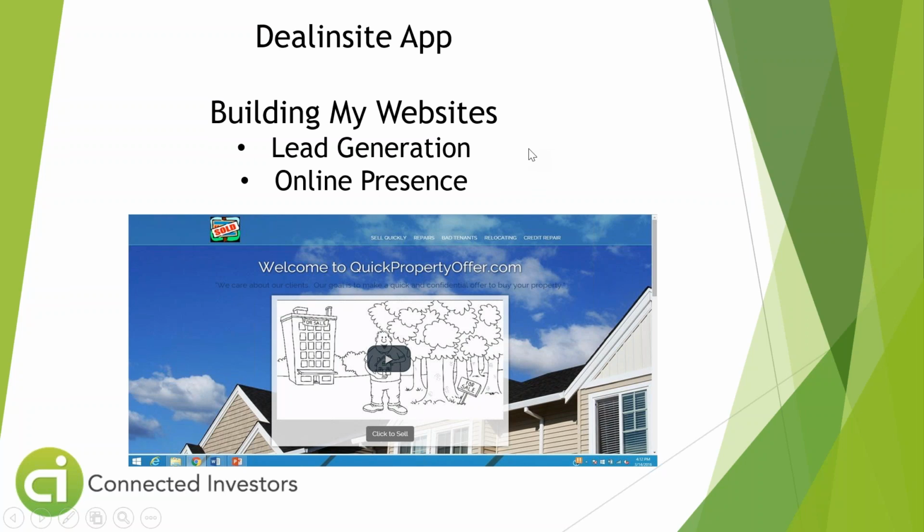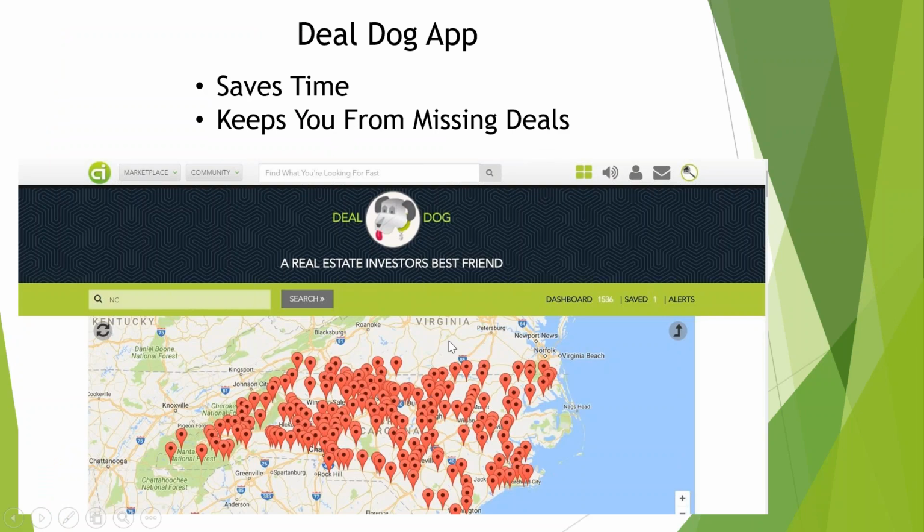One app I want to feature for the Really Flip members is the Deal Dog app. It saves you time. It keeps you from missing deals. This is one thing you need to understand about Really Flip. It's going to go out and search many dozens of websites and bring it all into one place. It's going to keep you from having to search all those websites yourself.